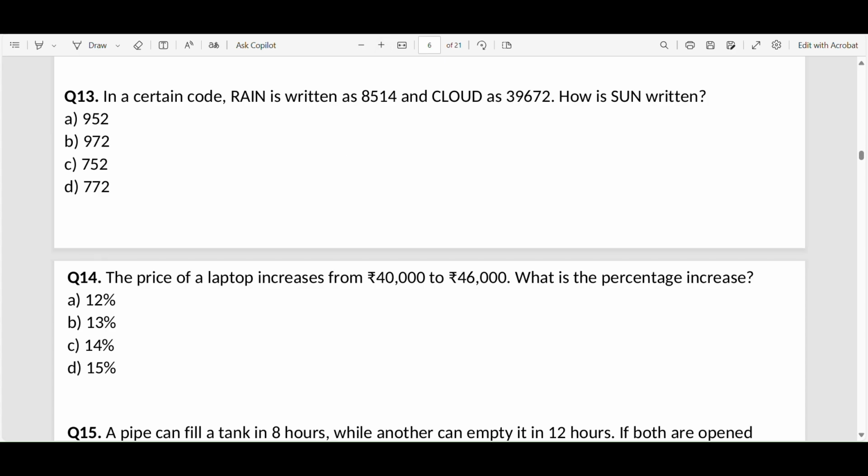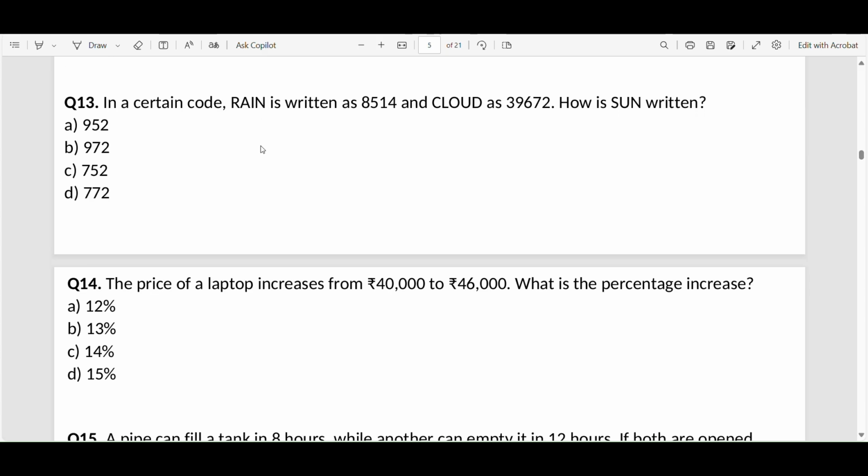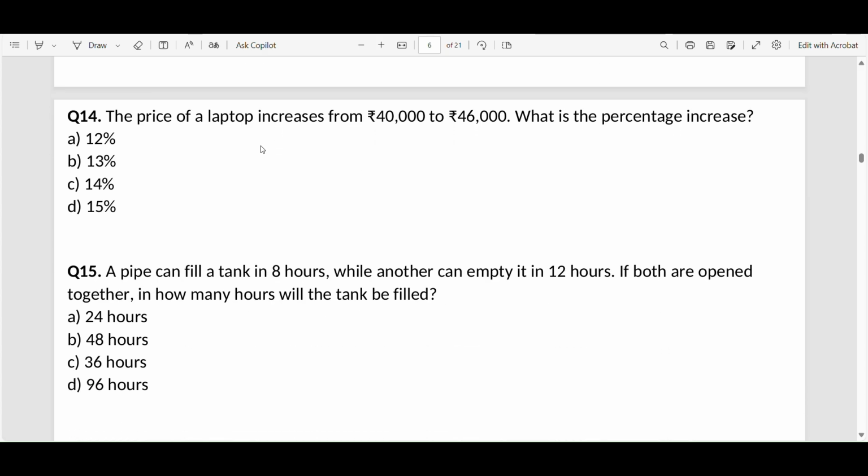See, let's see this. Rain is 8514, but why? This is also a wrong question. I have tested. I'm not getting a correct solution. So if any one of you get the solution, you can comment and tell me, or else it is a wrong question. So let's move on to the next question.